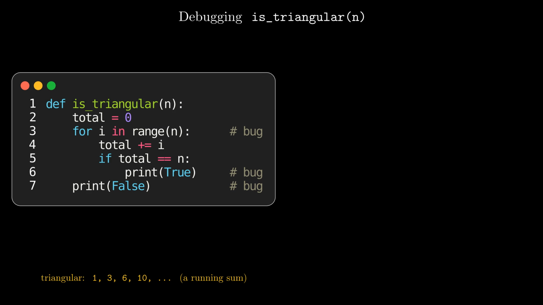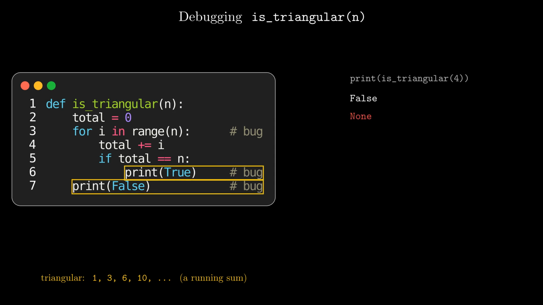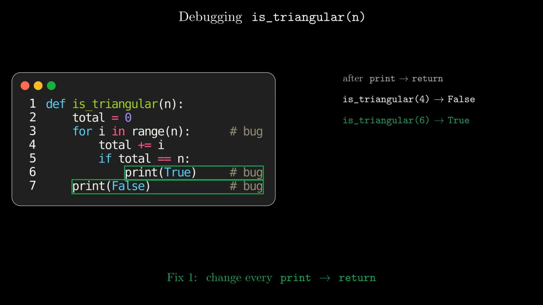Step 1 with any buggy code. Run it. Print of is_triangular of 4 gives False. Correct, since 4 is not triangular, but it also prints a straight None. We just learned what that means. The function is printing its answer, not returning it. So the first fix is to change every print to return. Now is_triangular of 4 returns False, and is_triangular of 6 returns True.